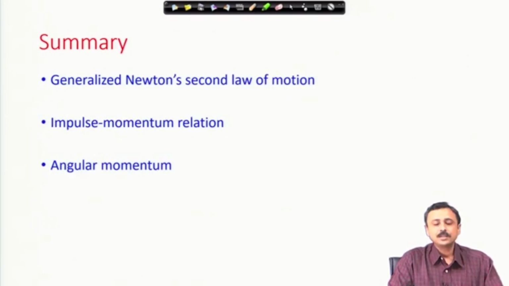So, to summarize, we have discussed the generalized Newton's second law for a system of particles. We have looked at the impulse momentum relation, and finally, we have defined the angular momentum and looked at the evolution of angular momentum about 2 points. We have looked at the evolution of angular momentum about a fixed point in inertial space, which was the origin of our coordinate system, and we have also looked at the evolution of the angular momentum calculated about the center of mass of the system.